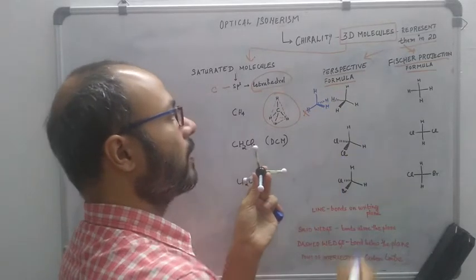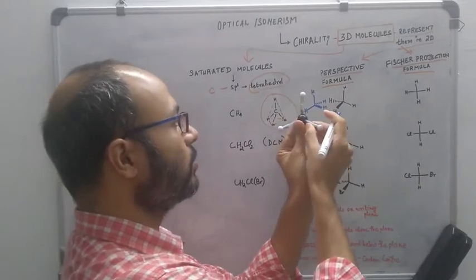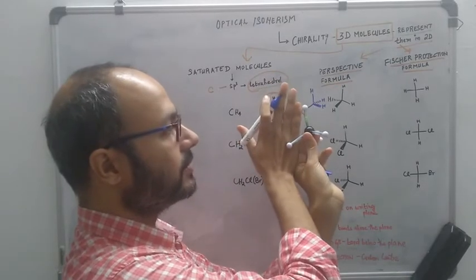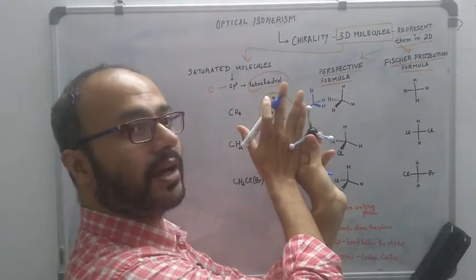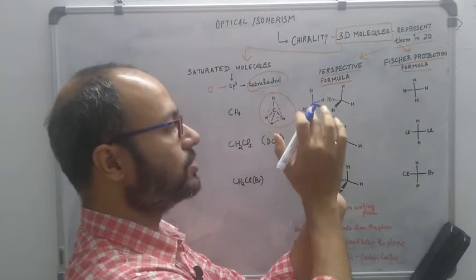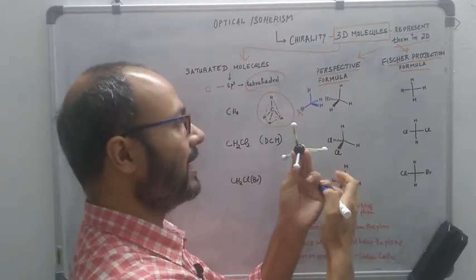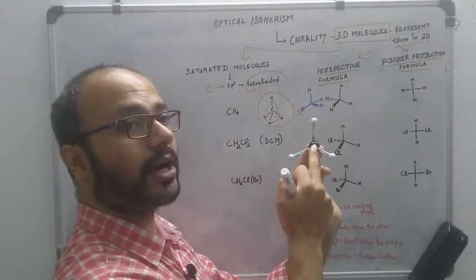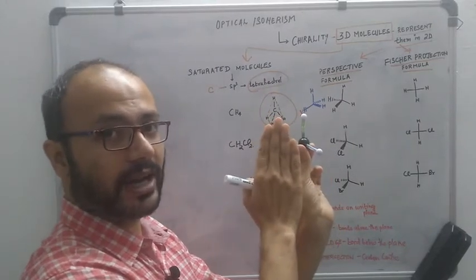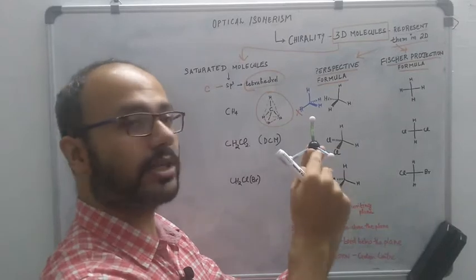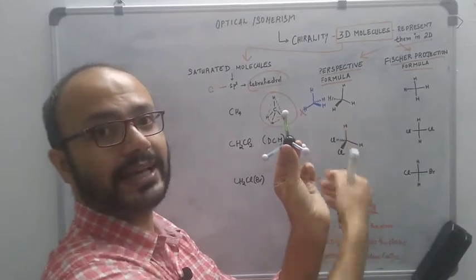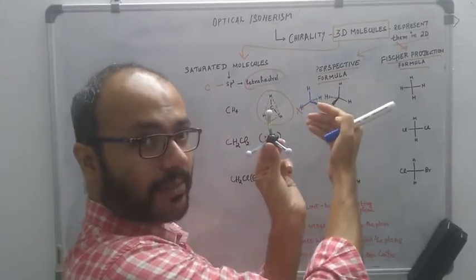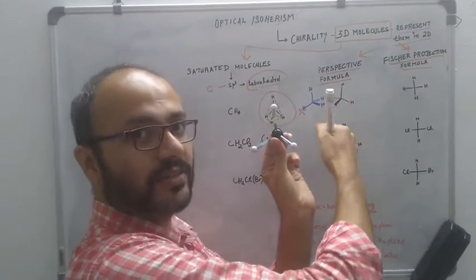Now, how you can view it: the two hydrogens here are on the writing plane. Suppose this is the plane of writing, my hands. On this writing plane, I have these two CH bonds. If these two bonds are on the writing plane, then one of the hydrogens is coming out and one of the hydrogens is going inside the writing plane. So that is why I showed one hydrogen as a solid wedge, coming above the plane, and one as a dash wedge, going inside the plane.